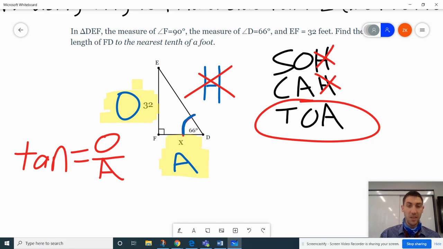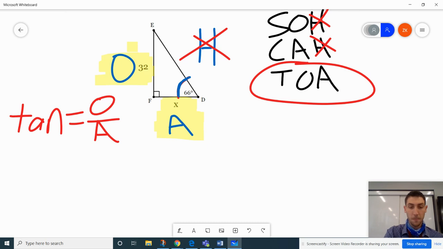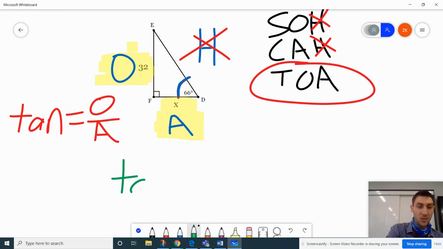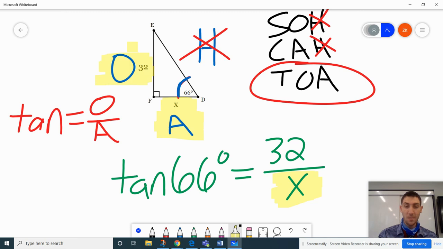Now, let's plug in the information so that we can create an equation and solve for x. So if we start off with tangent, plug in the degree of tangent. So it's 66 degrees. That is what the angle is, which is equal to the opposite side is 32, and the adjacent side is x. So now you can see in this example, x is on the bottom rather than the top like the first example.